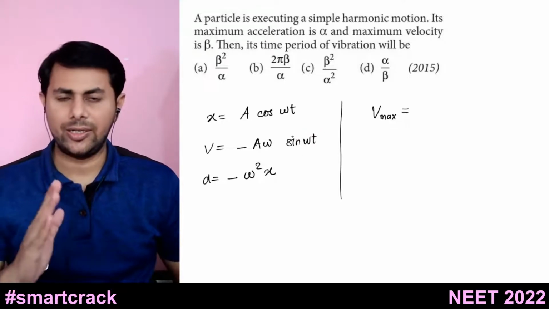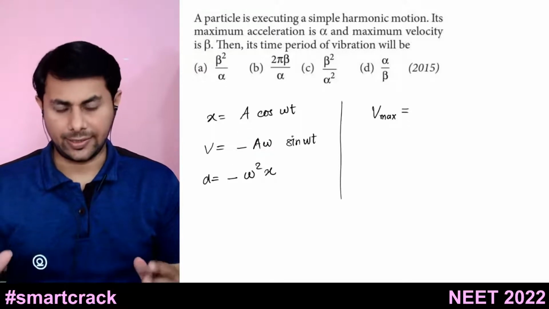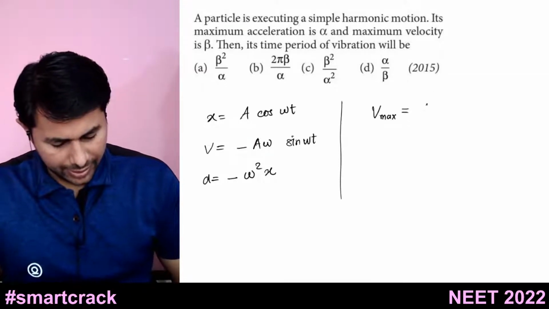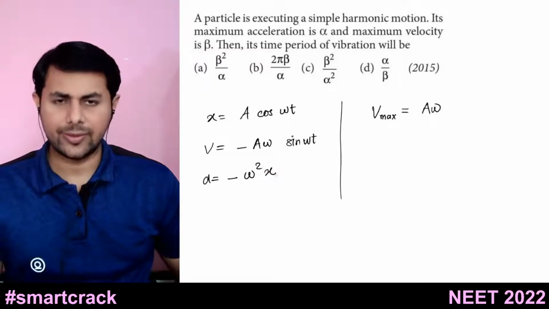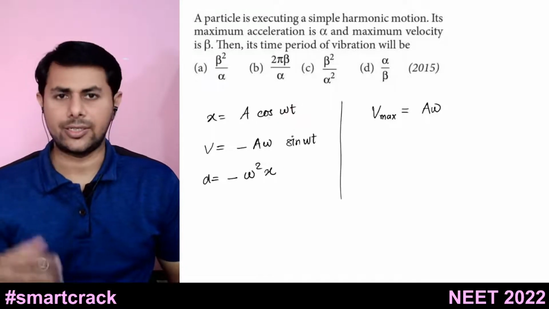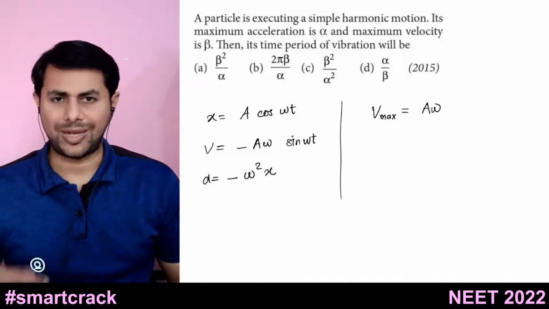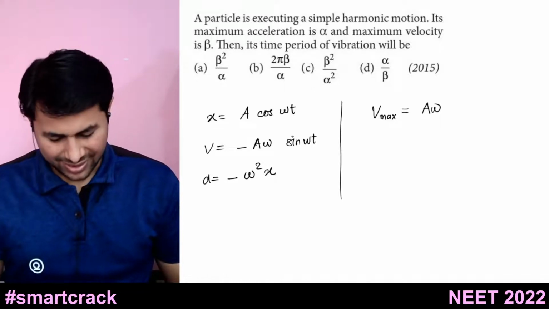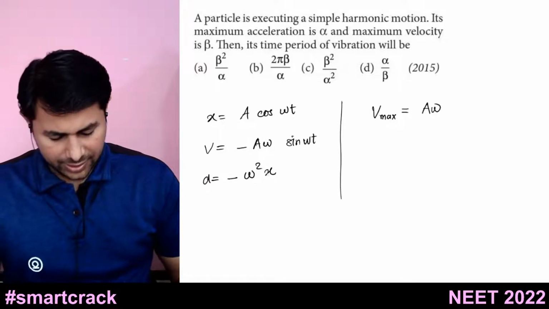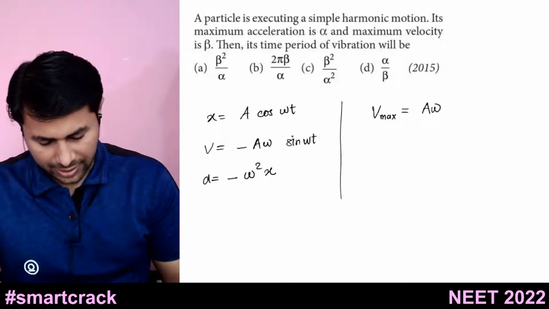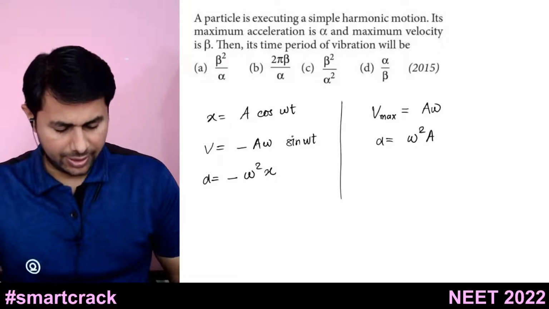So sine of omega t, let's consider it to be equal to 1. So we get A omega. Let's forget the sine. So A omega is the maximum value. What is the maximum value of acceleration? So x, what is the maximum value of x? It is A, because cos of omega t will be equal to 1 for maximum value. Sine or cos, maximum value is 1. So maximum value of acceleration is when x is maximum, that is, at the extreme position. So a is equal to omega square A, capital A.